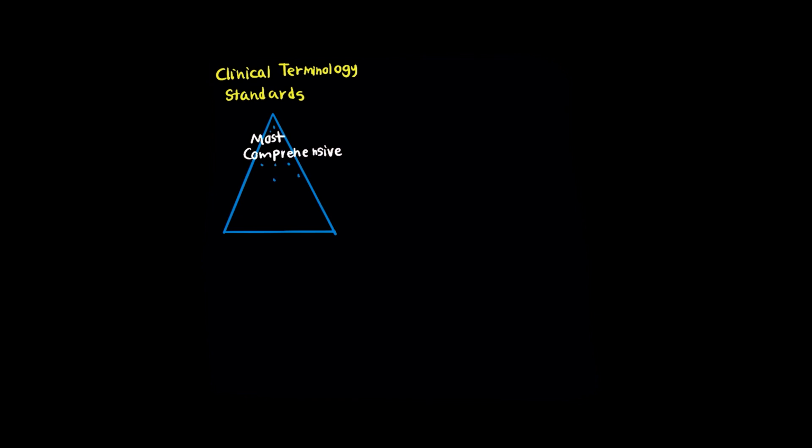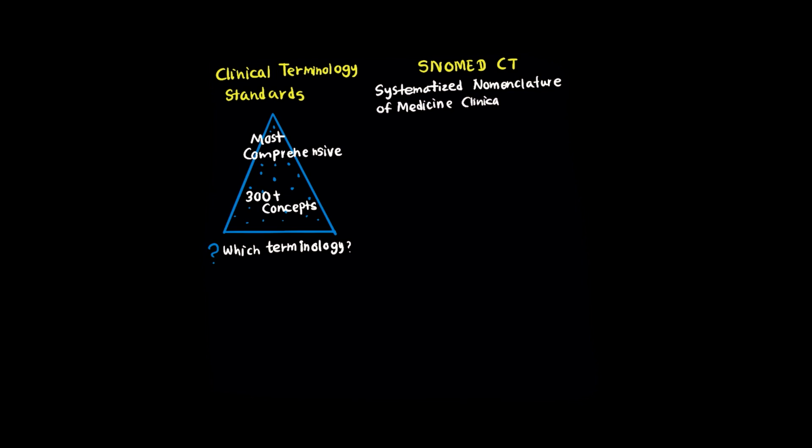This is about understanding the most comprehensive clinical terminology standard in healthcare informatics. When you need to document clinical information with precision and detail, SNOMED CT stands alone as the gold standard. Systematized Nomenclature of Medicine Clinical Terms is the most comprehensive clinical terminology, containing over 300,000 active concepts. What makes it special is that it includes preferred terms along with related synonyms. So whether a clinician types myocardial infarction, heart attack, or MI, SNOMED CT recognizes them as related concepts.